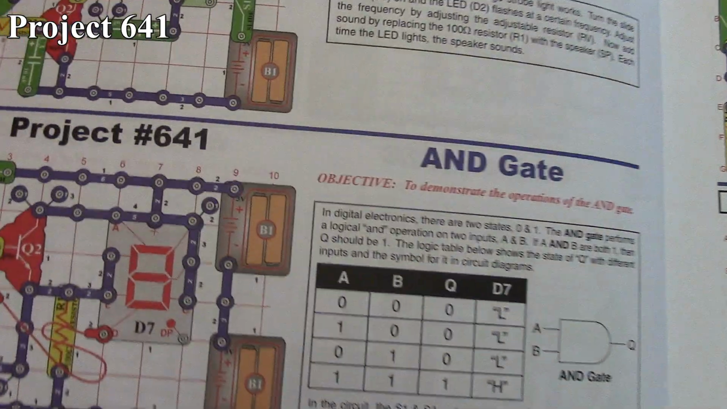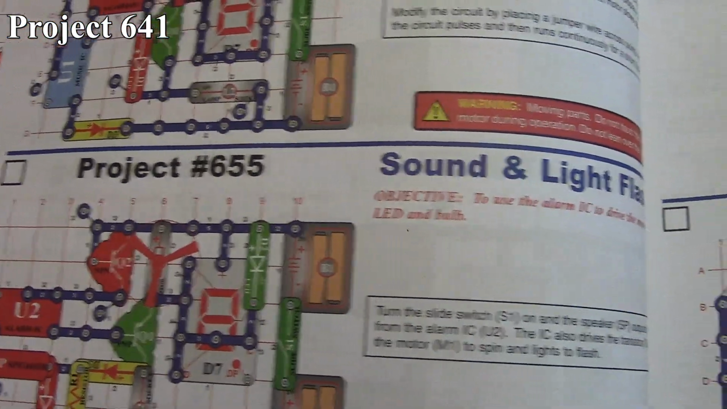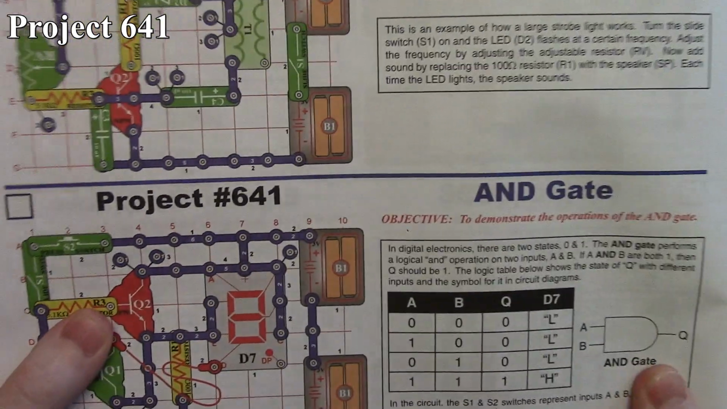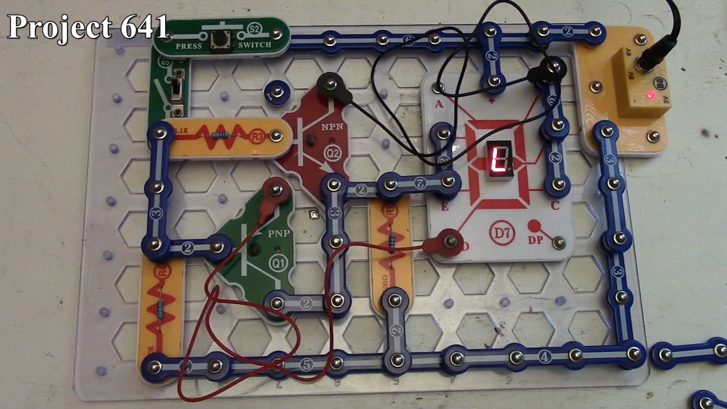So in this set of Snap Circuits videos, we're looking at project 641 to project 655. So with project 641, we have the AND gate. There it is in the book, and here it is on board.